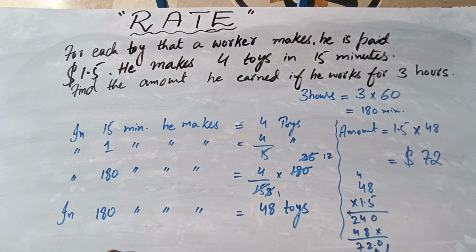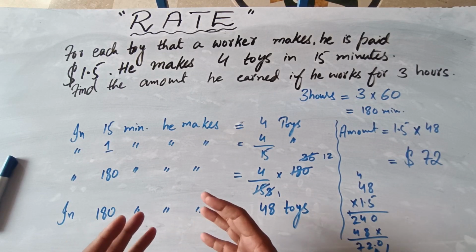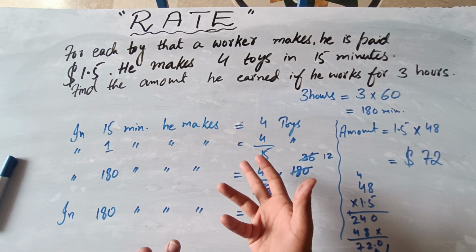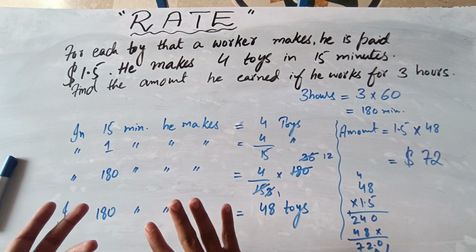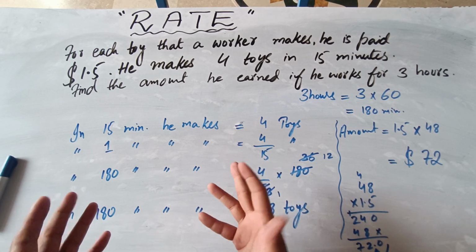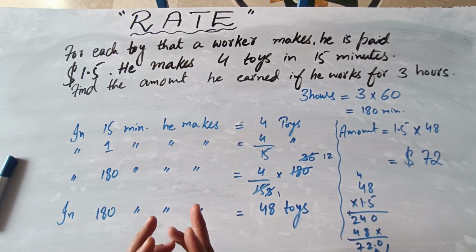So this is how simple it is to find out any particular amount he is earning for working particular hours. This is how simple it is, and this is how you can apply it in your real life.